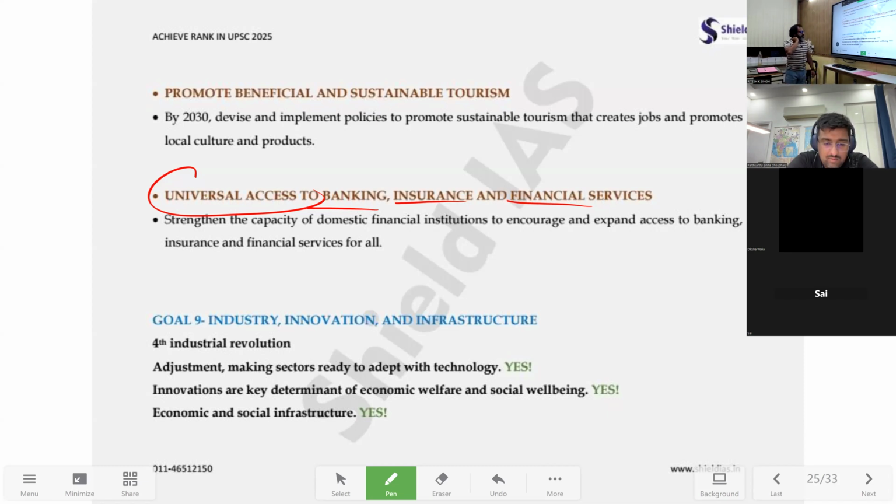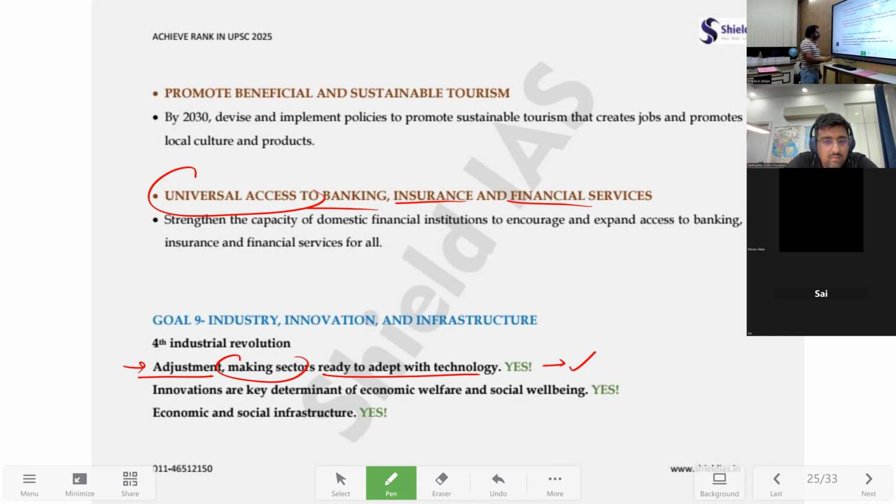Okay, so adjustment: making sectors ready to adapt with technology. This is the thing that we need to work on. Adjustment with technology, and hence making sectors ready to adapt with technology. And this has to be worked out.